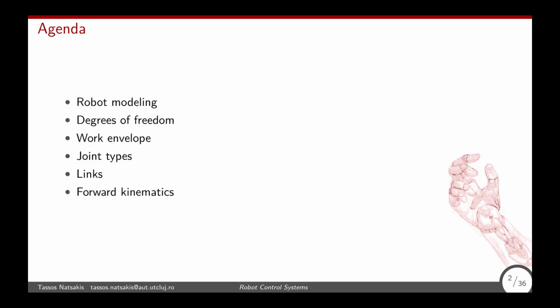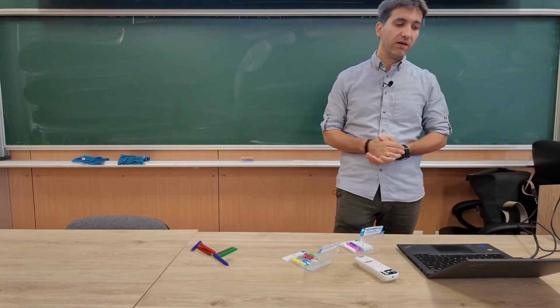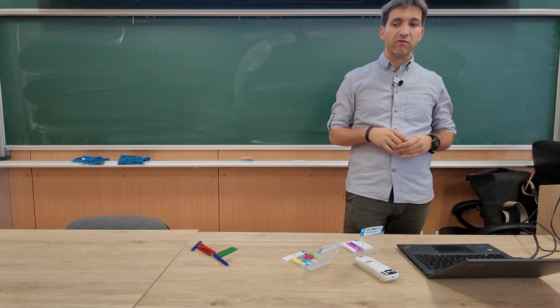We'll talk about degrees of freedom, what is the work envelope, what kind of joint types we have, what are the links, and eventually we're going to use all this information together with what we learned last week to define the forward kinematics of a robot arm.